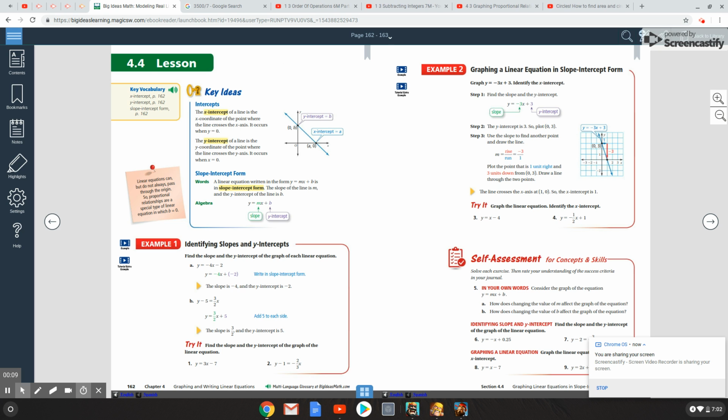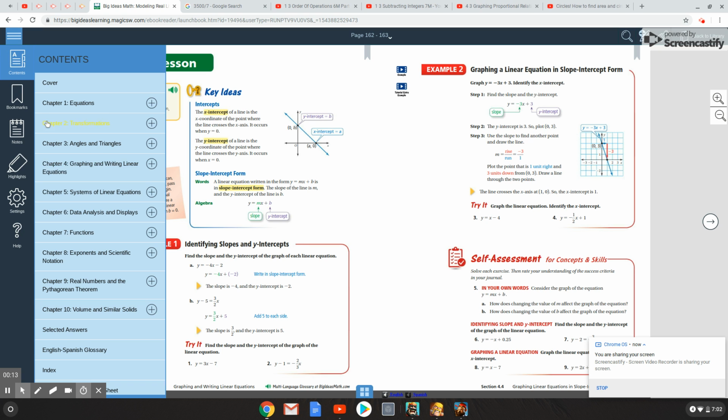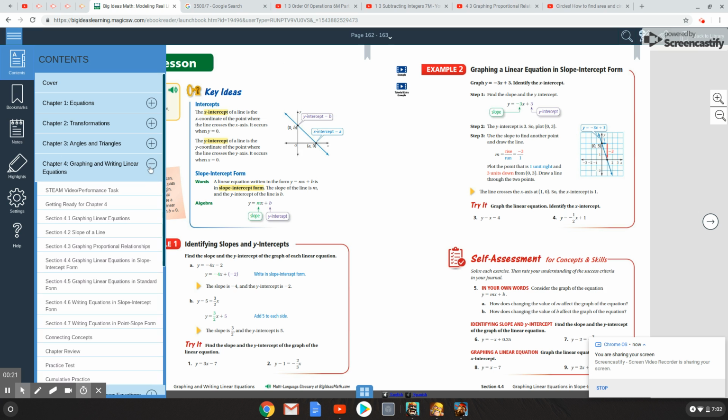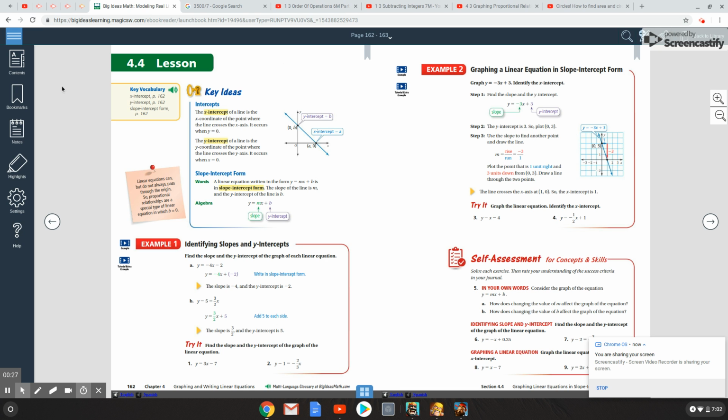Today we are going to be doing Chapter 4, not Unit 4. Chapter 4, Graphing and Writing Linear Equations. 4.4, Graphing Linear Equations in Slope-Intercept form. So let's get started with example 1.